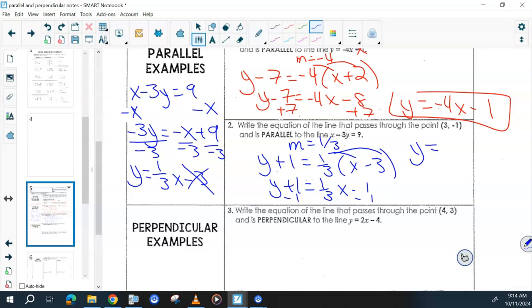Funny, I didn't see your hand. My apologies. Y equals 3x minus 3. Yes.